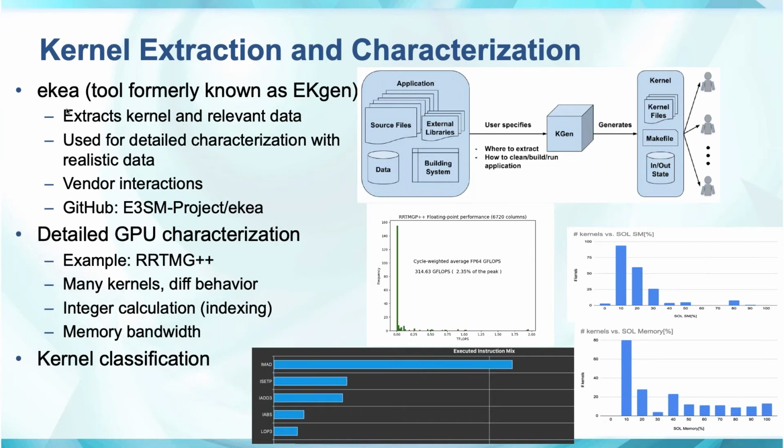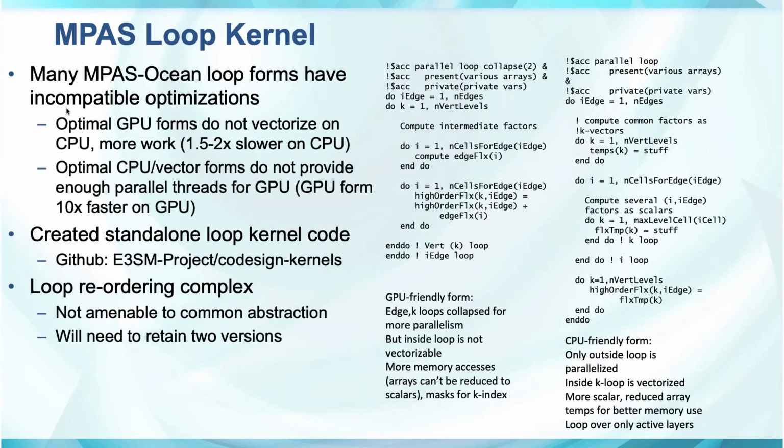So we've used that to do some detailed GPU characterizations as one example, but the example I wanted to talk about today is an impasse loop kernel example. I should mention that this kernel wasn't extracted using the kernel extraction tool, but this was a manual extraction, just to demonstrate both the usefulness of a kernel as well as an example of the kind of performance activities you need to do to get performance on a GPU.